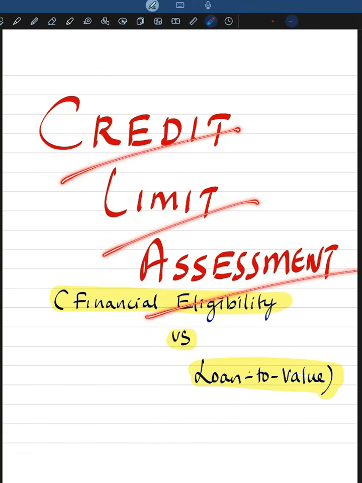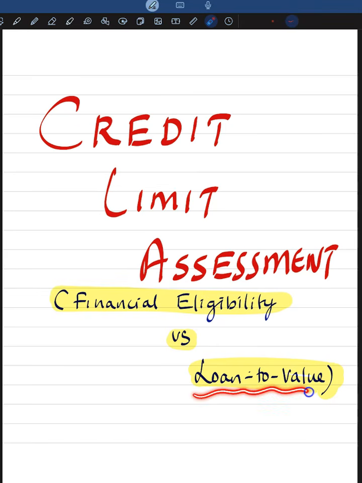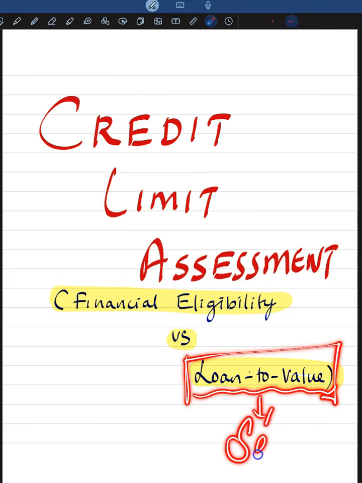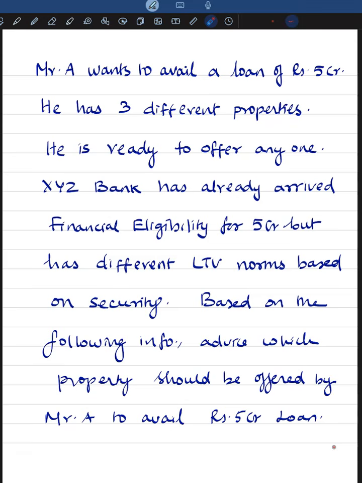Credit limit assessment. Let's see how banks will arrive at credit limit when the decision is significantly influenced by the loan to value parameter, which is on the basis of security provided by the borrower. Look at this case. Mr. A wants to avail a loan of 5 crore. He has 3 different properties. He is ready to offer any one.